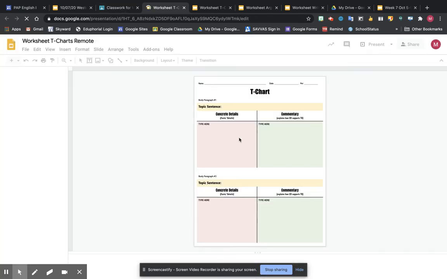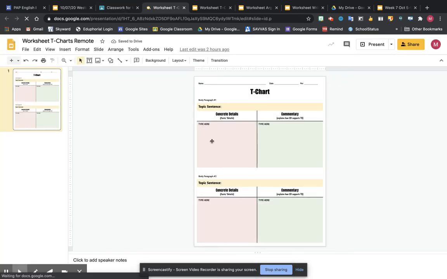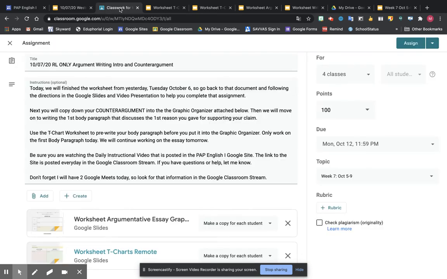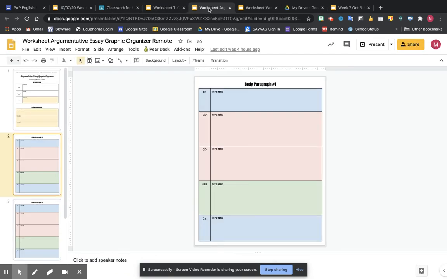But after we've taken that from our T-chart worksheet, which we would have written here, 1 and 2 concrete detail sentences, 1 commentary, then we would open up the graphic organizer. I think I already opened this. That's a T-chart. This one, yes. And then we can start recording our topic sentence here. So our topic sentence is blue, then our 2 concrete detail sentences.